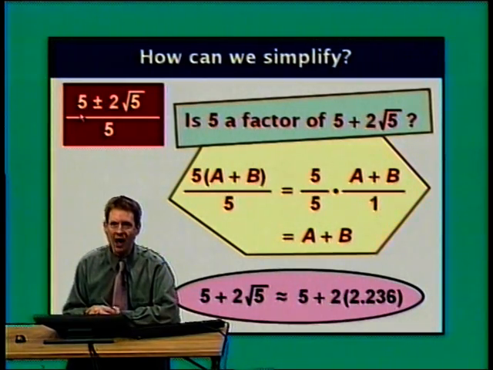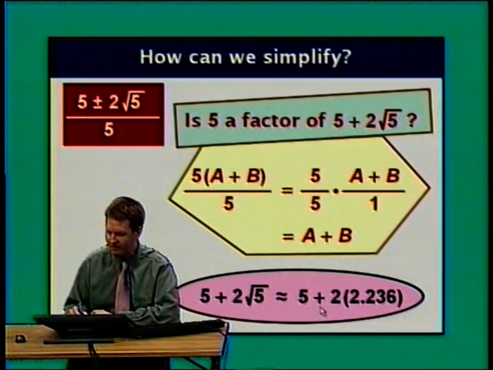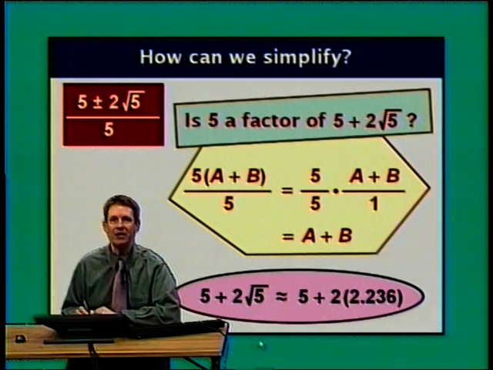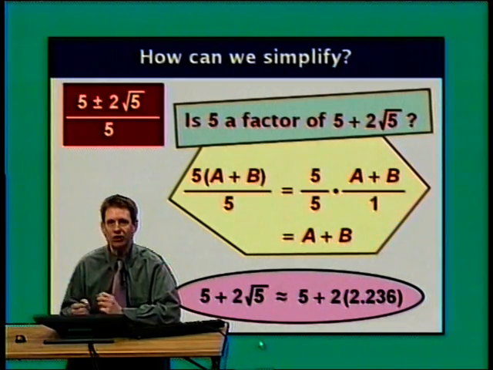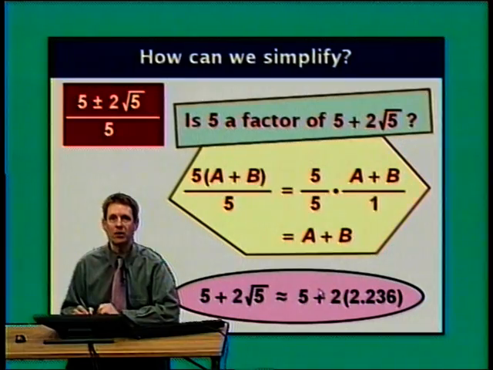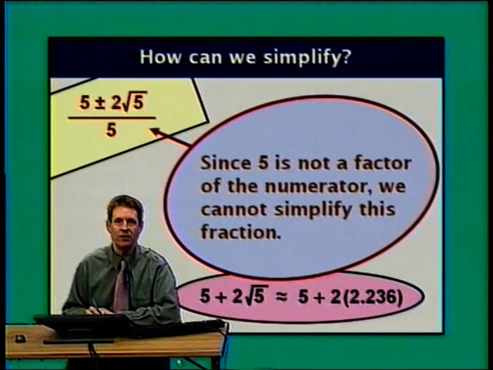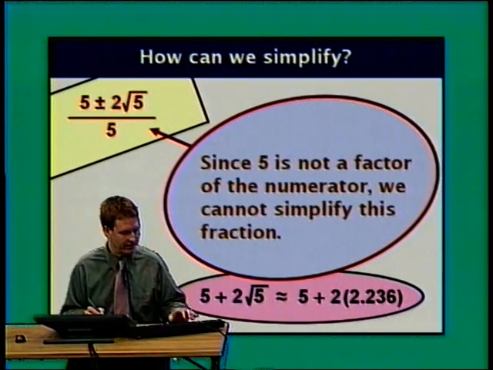And the square root of 5 is an irrational number that's approximately 2.236. So ask yourself this question. Can you factor 5 from 5 plus 2 times 2.236? Well, that's kind of a silly question. When we talk about factoring numbers, we're talking about natural numbers. We don't have a natural number here. So no, 5 is not a factor of the numerator. Since 5 is not a factor of the numerator, we cannot simplify this fraction.